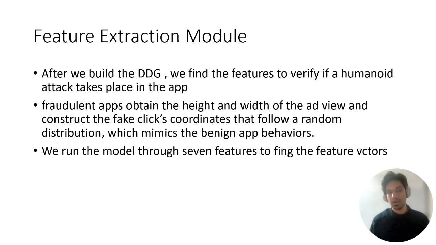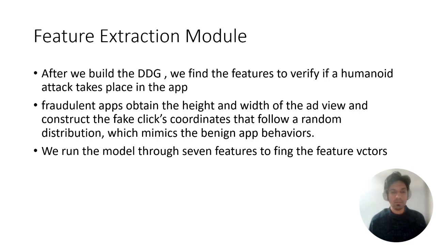So we run the model through around 7 features to find the relevant feature vectors. Going through the 7 features, the first one we start with is the access API, which involves fraudulent apps getting the coordinates of real users. As an example, getX and getY, the x and y coordinates, are used to construct the coordinates. So the existence of such an API proves that there is a fraudulent application.